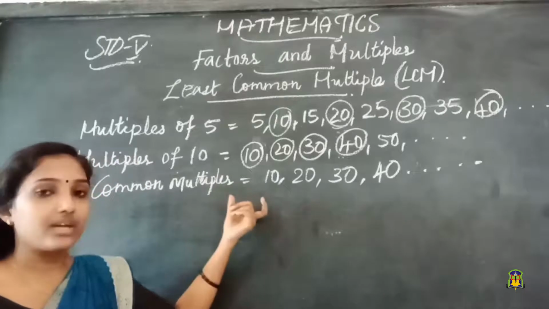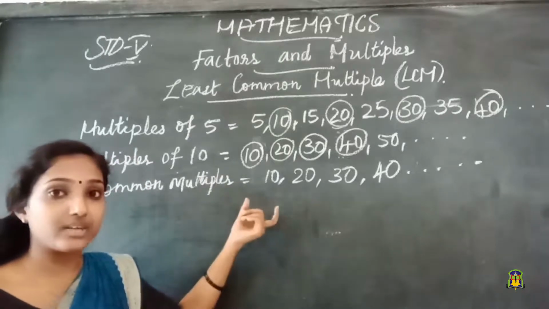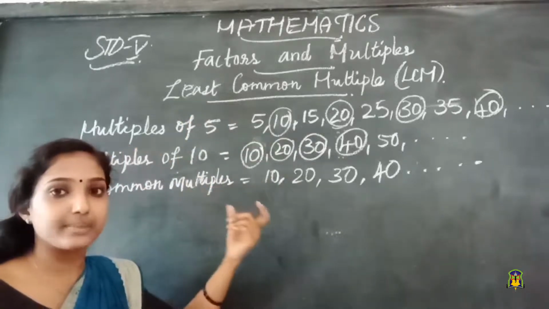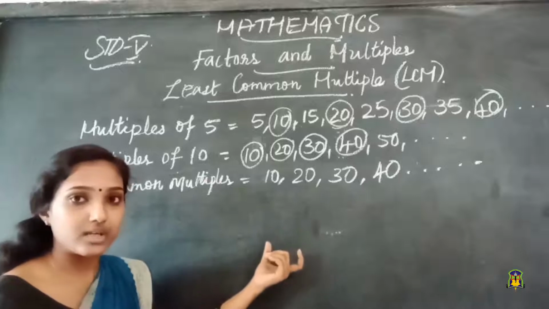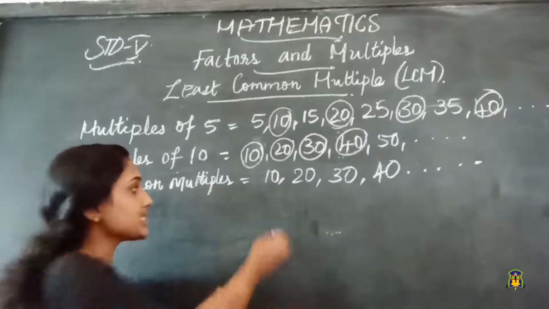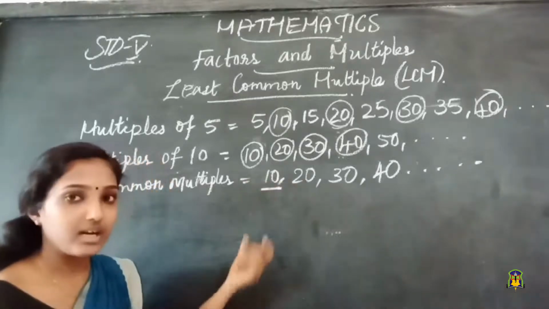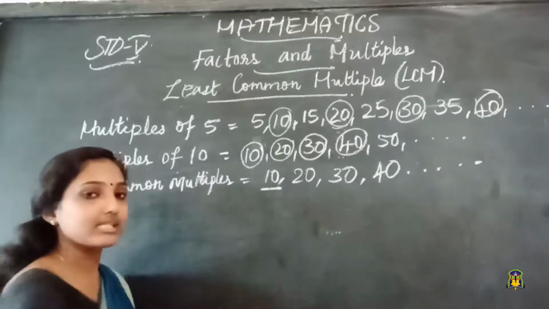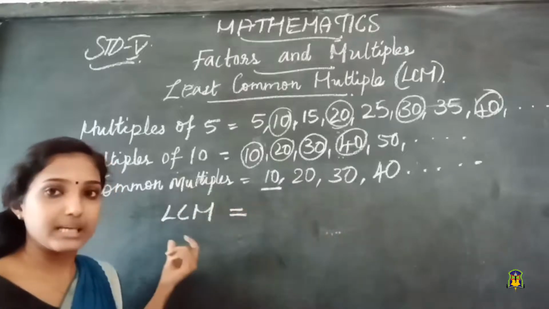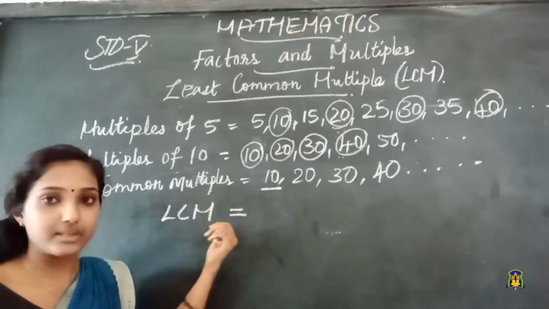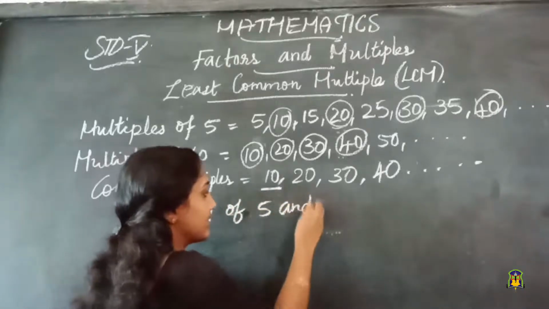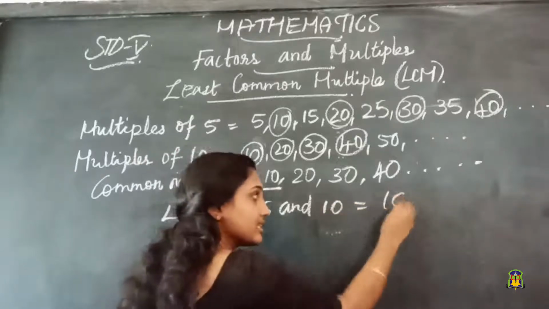Okay. And from this list, what do we have to find? We have to find the least common, the LCM, which is the least common multiple. Least means what? It is the smallest one. So from the common multiples, we have to find the least one. Which is the smallest here? It is 10, right? So 10 is the smallest here. So it is the least common multiple, or LCM, and the least common multiple of 5 and 10 is 10 itself.